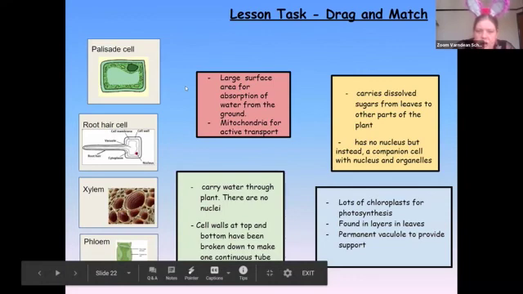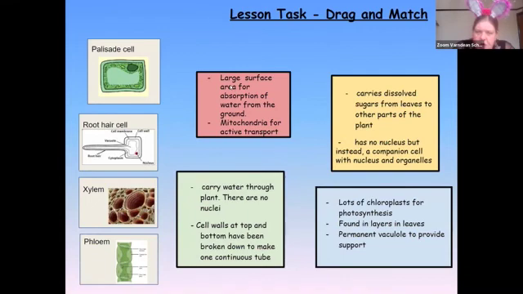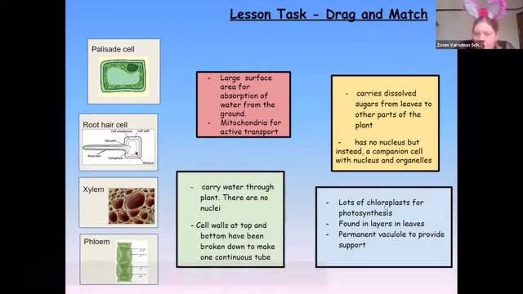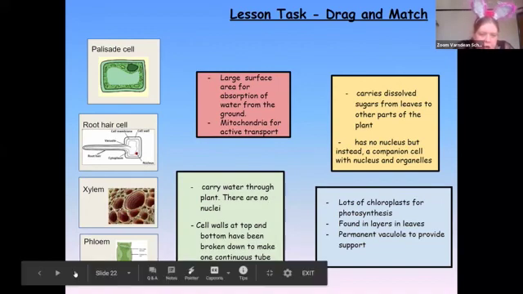Again, the idea is to drag and drop them and match them up with the picture. So one of them has got a large surface area for absorption of water and mitochondria. Which one would it be? One of them carries the dissolved sugars. Which one would it be? One of them carries water through the plant. Which one would that be? And then which one has lots of chloroplasts? Okay, so they're the two little tasks that I put in the lesson.